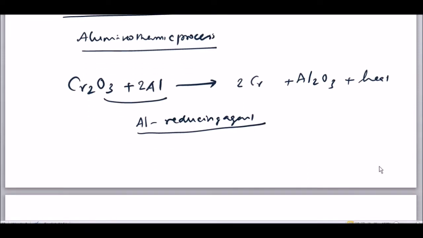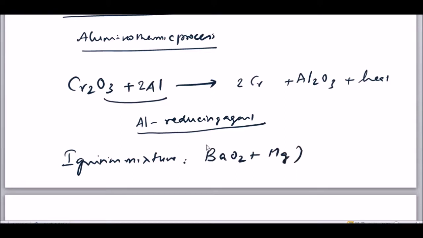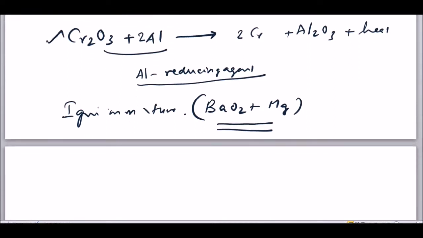In general, for igniting this combination, some ignition mixture can be used, which is called the ignition mixture. It is barium peroxide and magnesium powder. So by igniting this composite, we can combust these two, Cr2O3 and aluminium, in the case of the aluminothermic process. Some other active metals can also be used as a reducing agent.